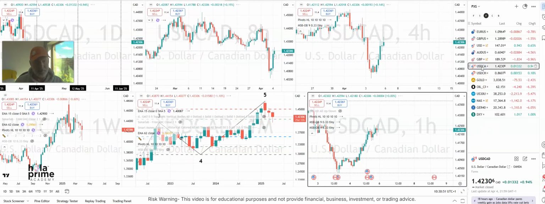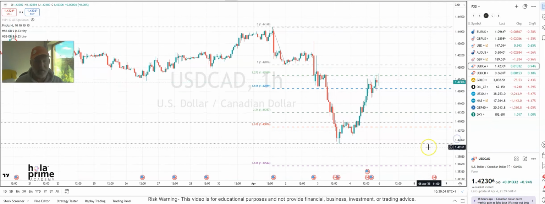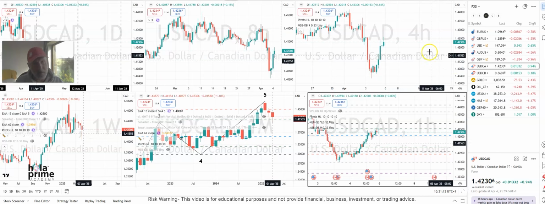Dollar CAD, again, has it achieved its short-term target? We've got a 261.8% extension level here, 140.81. I'd expect it now to move to the downside and then stall in the periods this week.